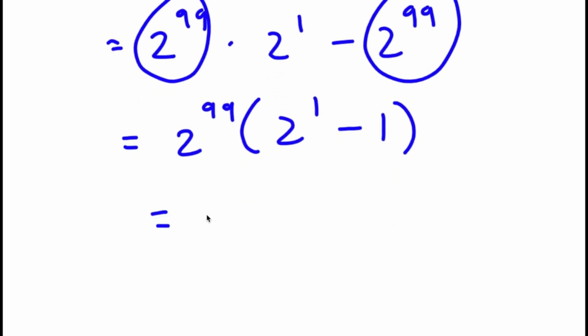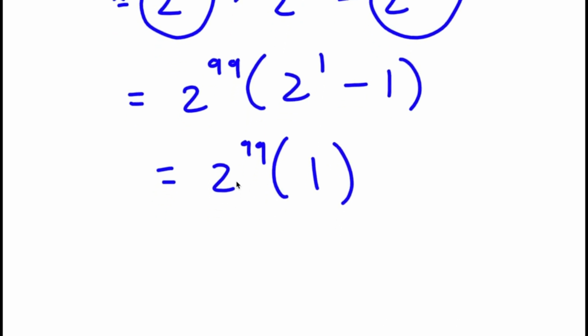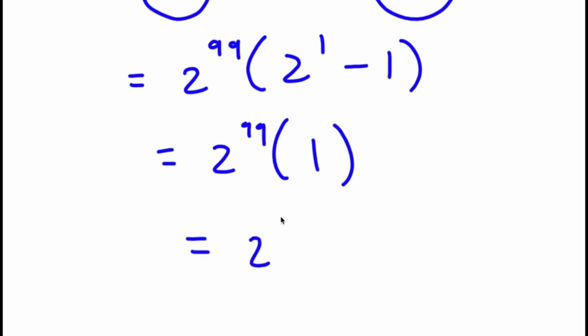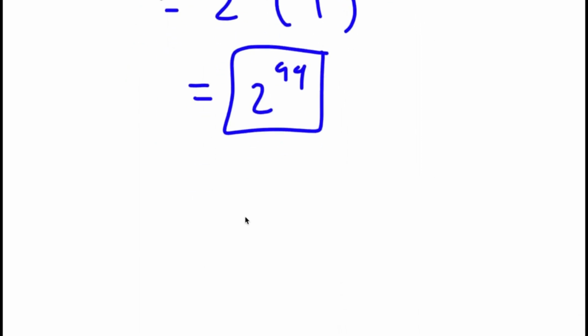So now this is equal to 2 to the power of 99 times 2 to the power of 1 is 2, 2 minus 1 is 1. And 2 to the power of 99 times 1 is simply 2 to the power of 99. Now I actually have a second method of solving this problem.